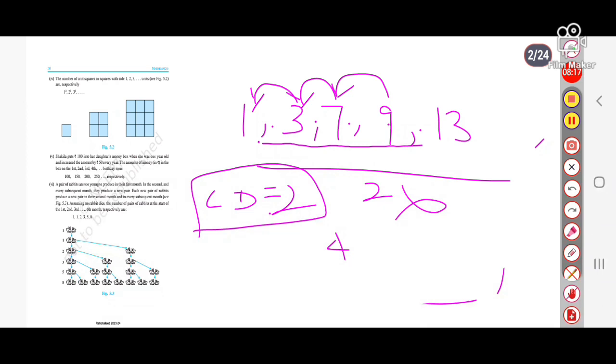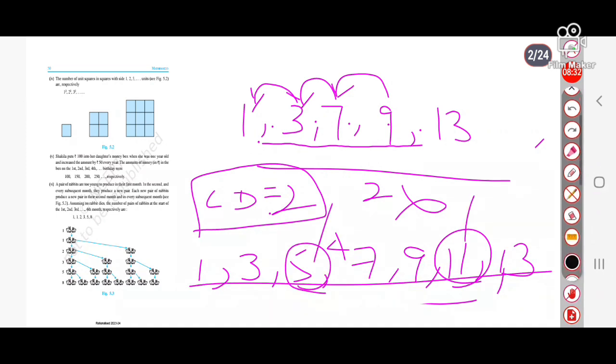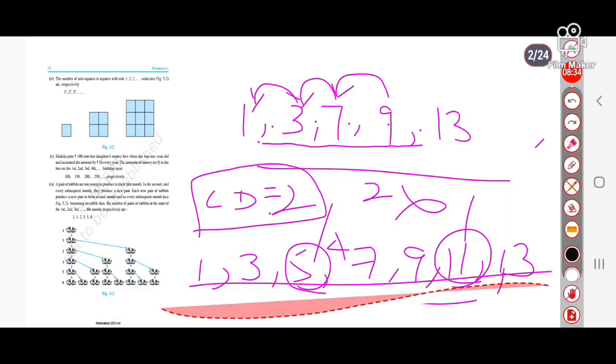For example, the correct AP will be 1, 3, 5 should come in between, 7, 9, then 11 should come, then 13. If 11 and 5 are removed from this sequence, then this sequence will never form an AP whatever you do, right?